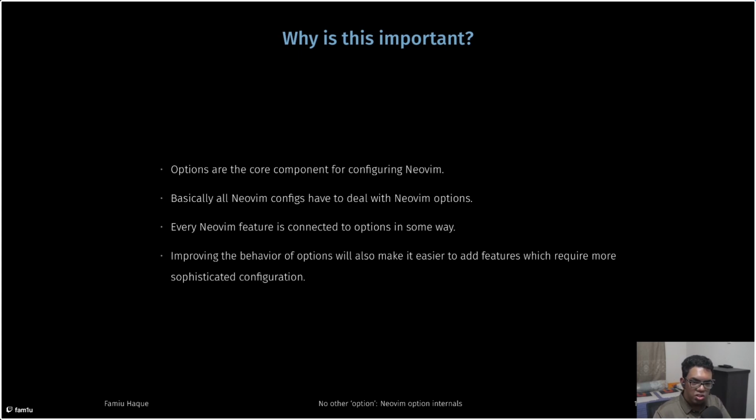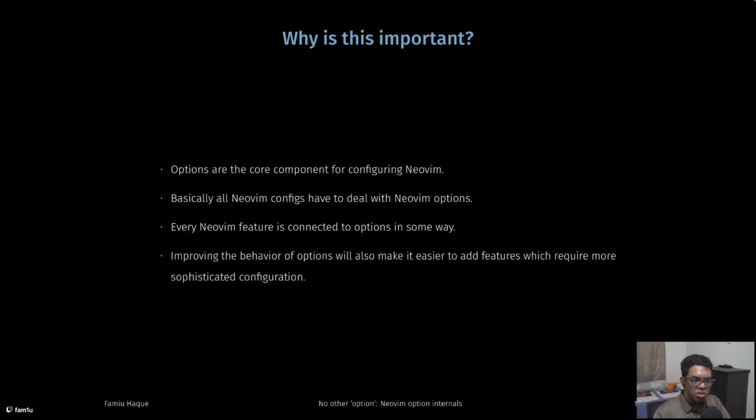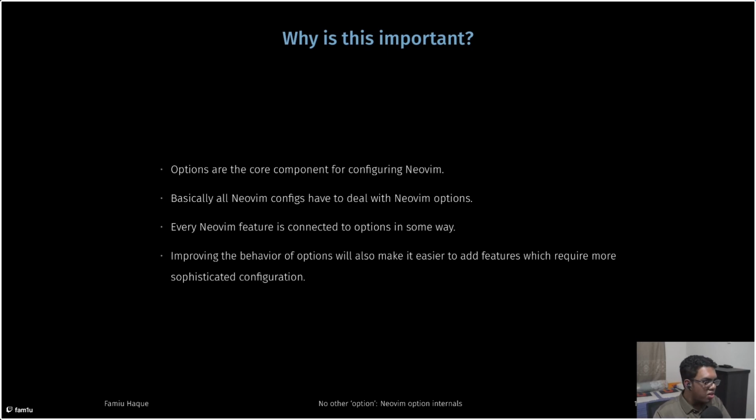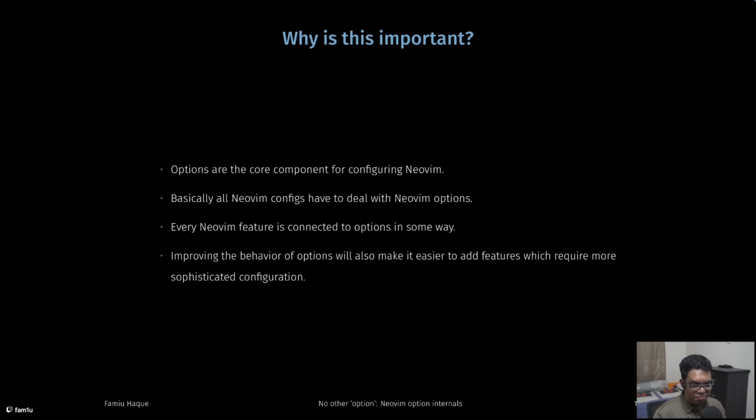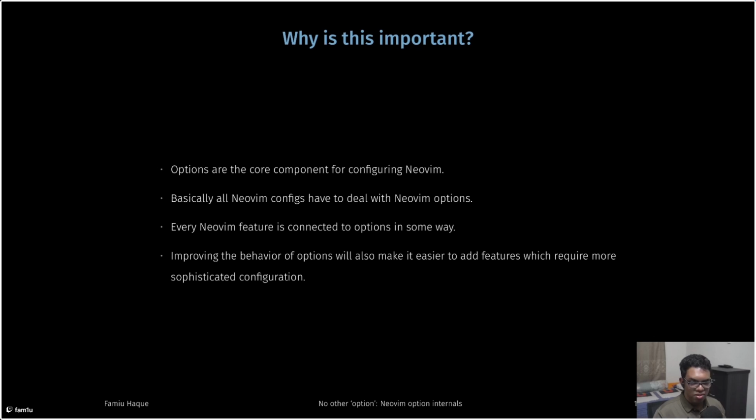Basically, all Neovim configs have to deal with Neovim options. I don't think you can show me a single usable config that doesn't set any options. Now I know some bastard is gonna try to make a config that doesn't set any options. But if you do that, I hate you. I just hate you. Shame on you. Spend your time on something else, please.